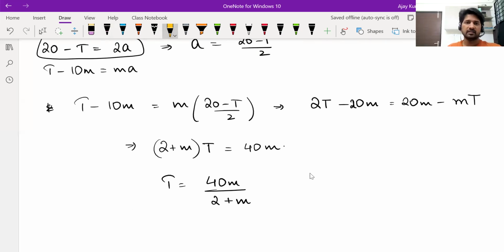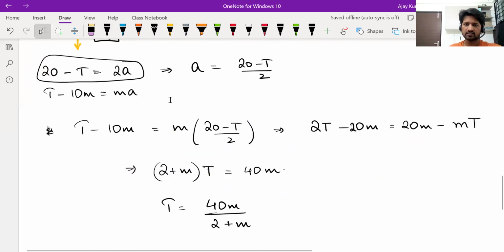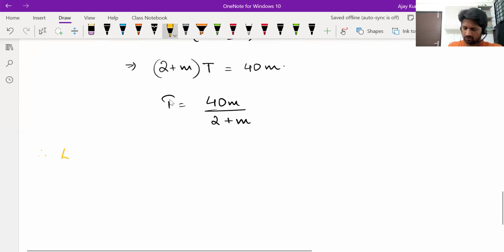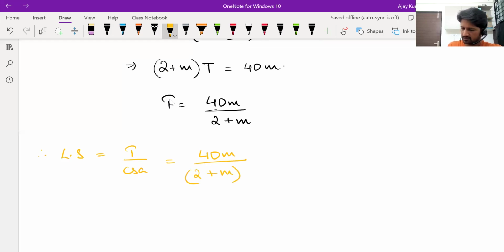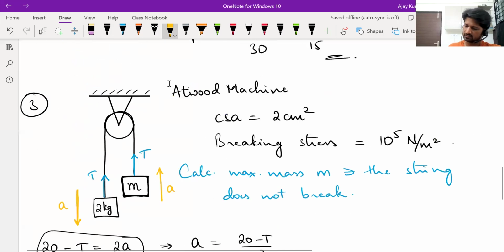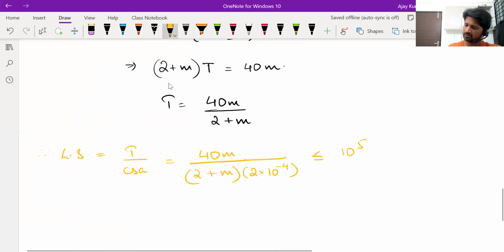Next, tension divided by the area of cross section gives us the stress. Area of cross section is given as 2 centimeters square. Therefore, longitudinal stress becomes tension divided by cross sectional area: 40M divided by (2 plus M), that is tension, divided by the area of cross section, which is 2 into 10 power minus 4 meters square. This longitudinal stress should be less than or equal to the breaking stress, which is given as 10 power 5. 10 power minus 4 goes to the numerator, becomes 10 power 4. Then 10 power 4 against 10 power 5 leaves 10 on that side. This 10 and this 10 you cancel. So you get 4 is equal to (2 plus M) into 2.